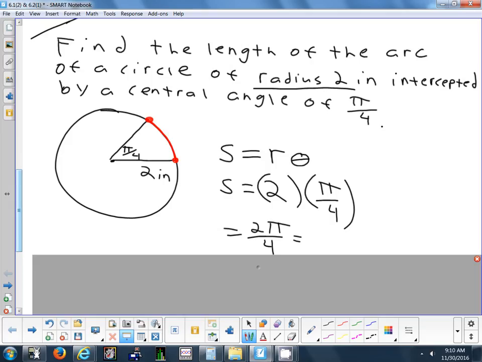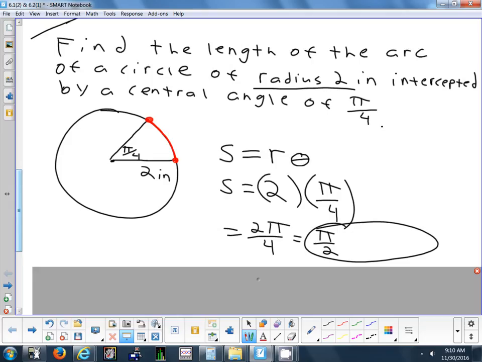Right, now, if you can, just reduce whatever you can here. So what does 2 pi over 4 reduce to? Pi over 2. Or 1 pi over 2, same thing. And now, what did I just find? What is pi over 2? It's the what in this problem? The arc. It's the length of the arc.